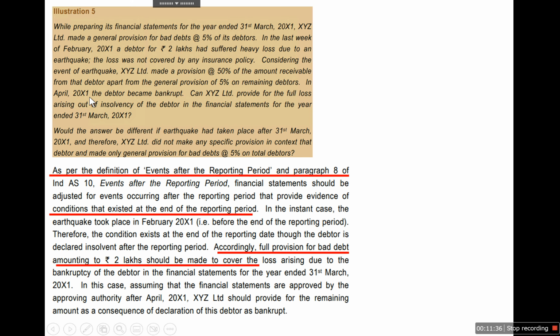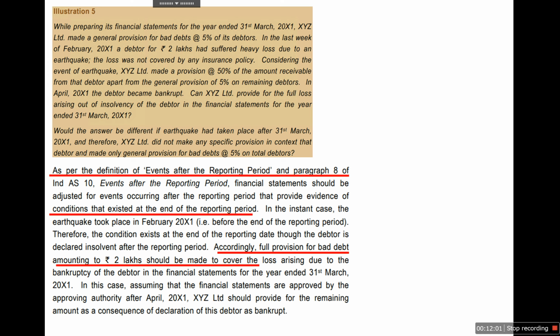In April X1, the debtor became bankrupt. Can XYZ provide for the full loss arising from the insolvency of the debtor in the financial statement for the year March X1? So the bankruptcy condition existed at the end of the reporting period.